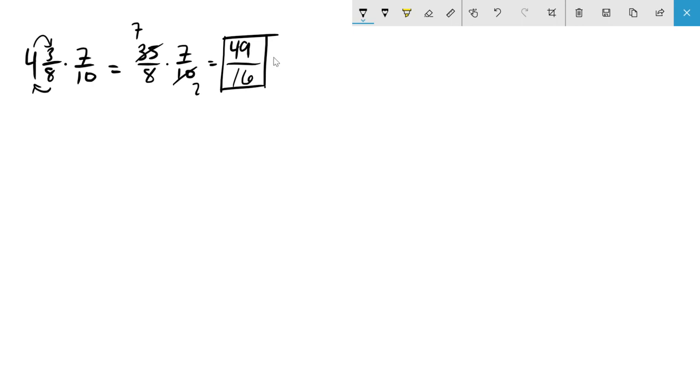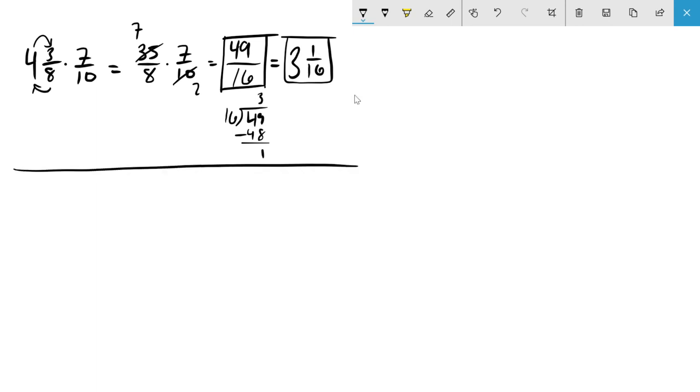If you had to convert it, well, how many times does 16 go into 49? Anybody happen to do that? Yeah, 16 goes into 49 3 times, because 3 times 16 is 48. And so you could have written this as 3 and 1/16, if you were going to put it in mixed number form. Questions on that one? Again, either answer is fine, but you should be able to go between the two.